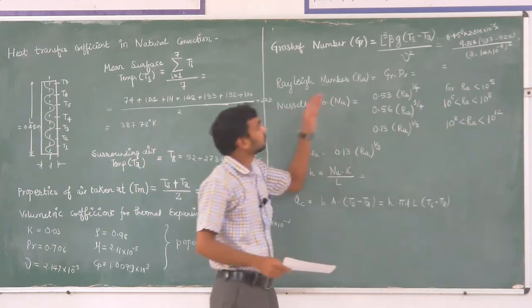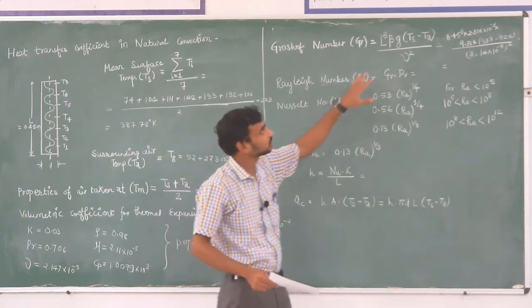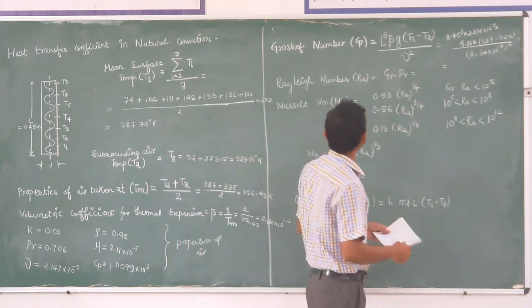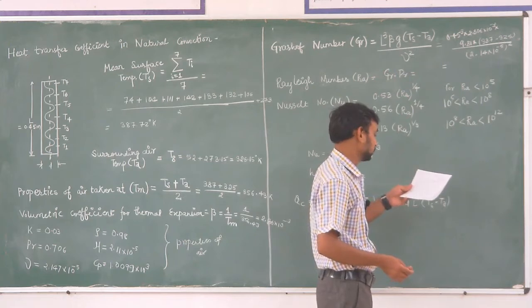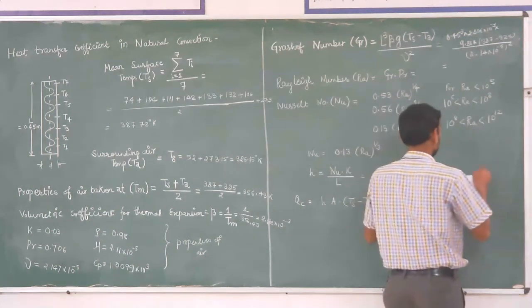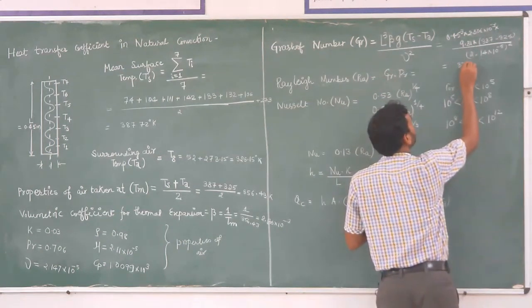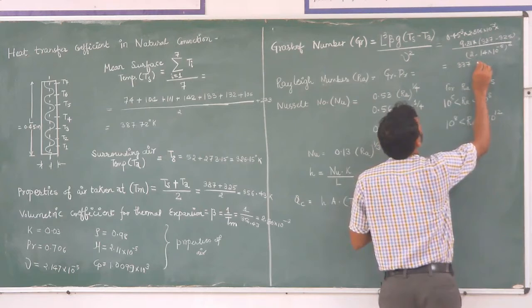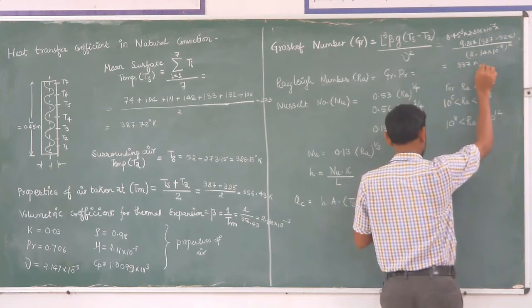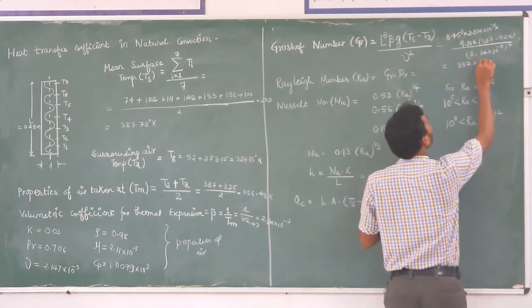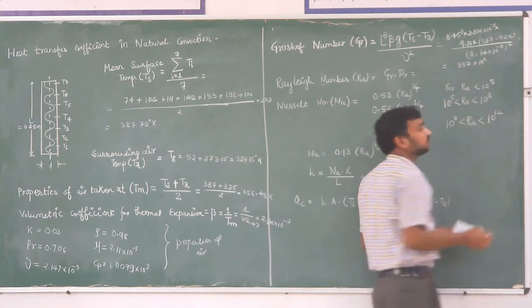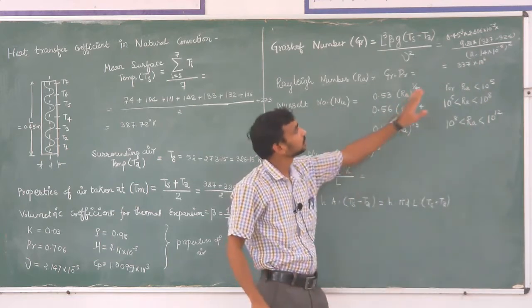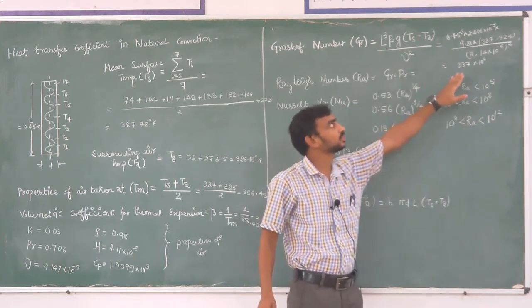So, by this we will calculate our Grashof number. So, Grashof number comes out to be 337 10 to the power 6, since this is a unitless number.